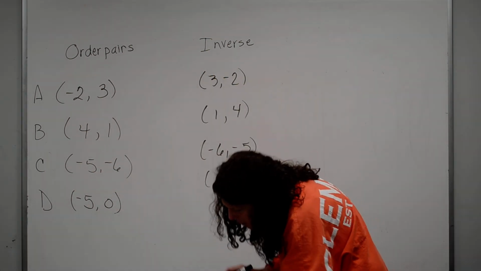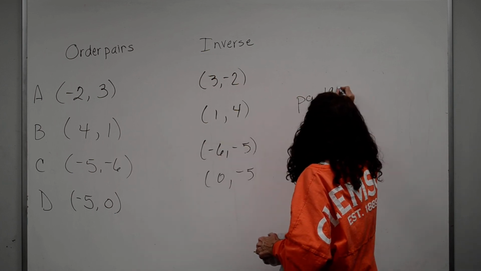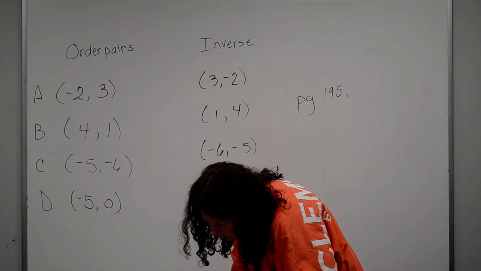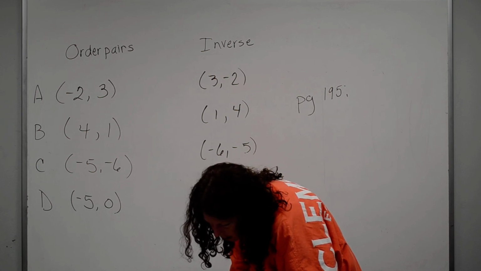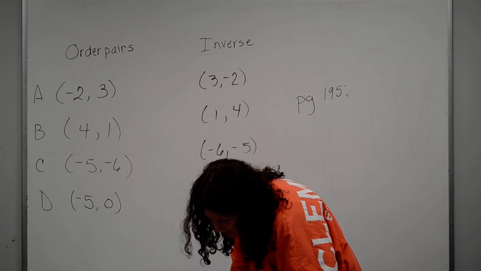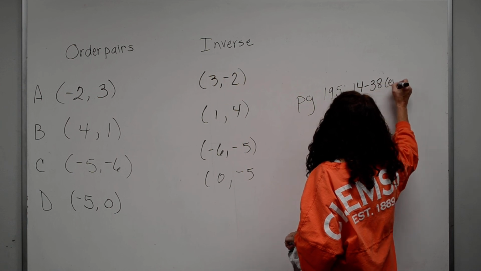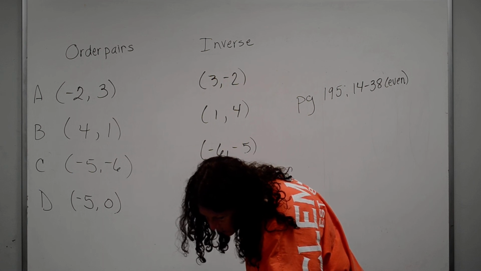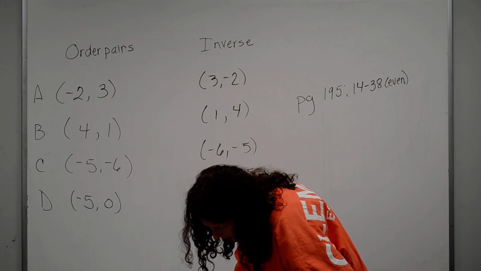Okay, so I want you to do on page 195, I want you to do 14 through, let's do 14 through 38. Even. And the section like 26 through 36 can all be done on one coordinate plane. Just make sure you label.